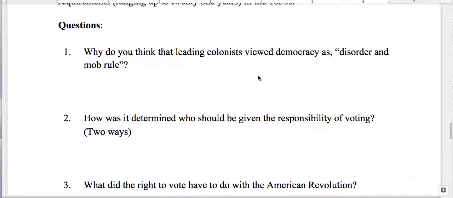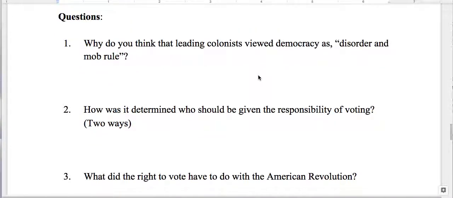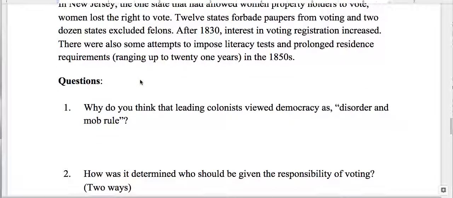So now you want to take these questions, and you want to answer them using complete sentences, and you want to use a different color when answering them. All the answers to these are contained in the reading.